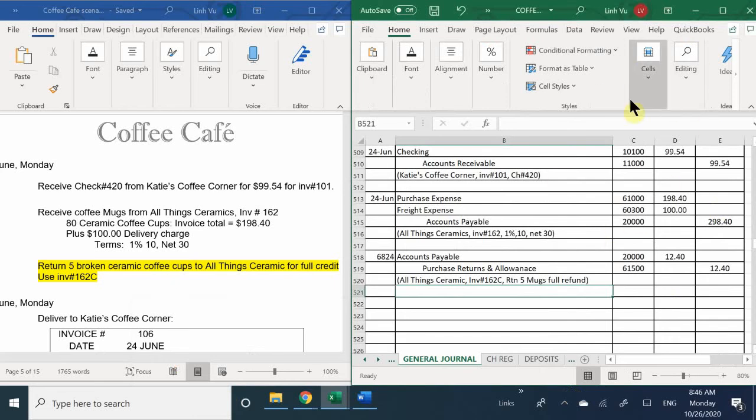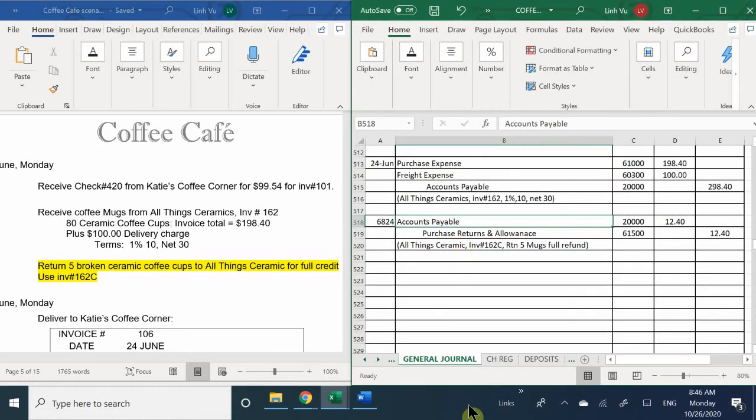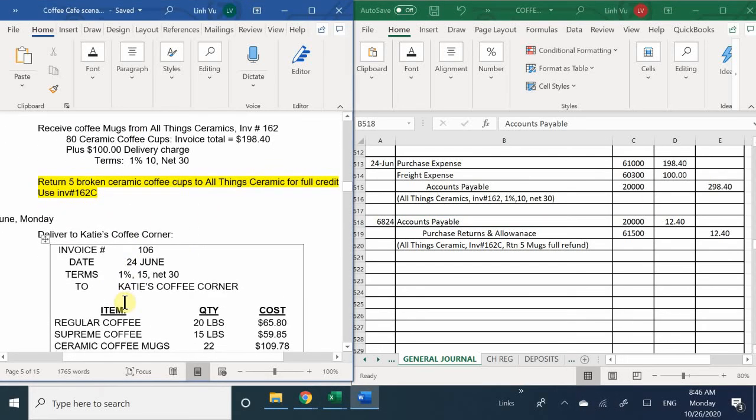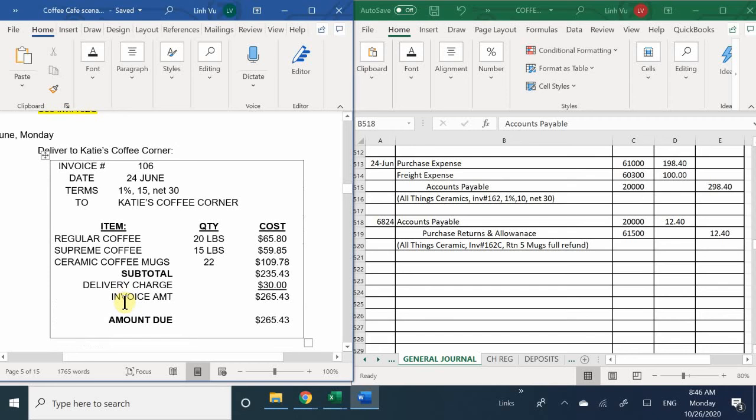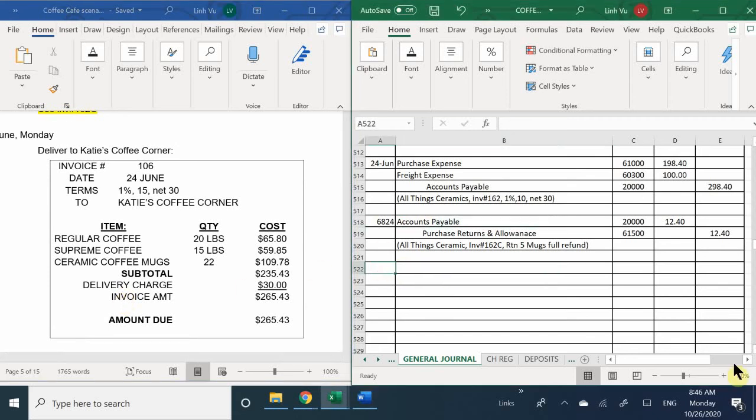All right. Now we can move on to the next section. So then what has happened next? Delivered to Katie's Coffee Corner. Okay. Invoice 106, with terms of 1/15, net 30.